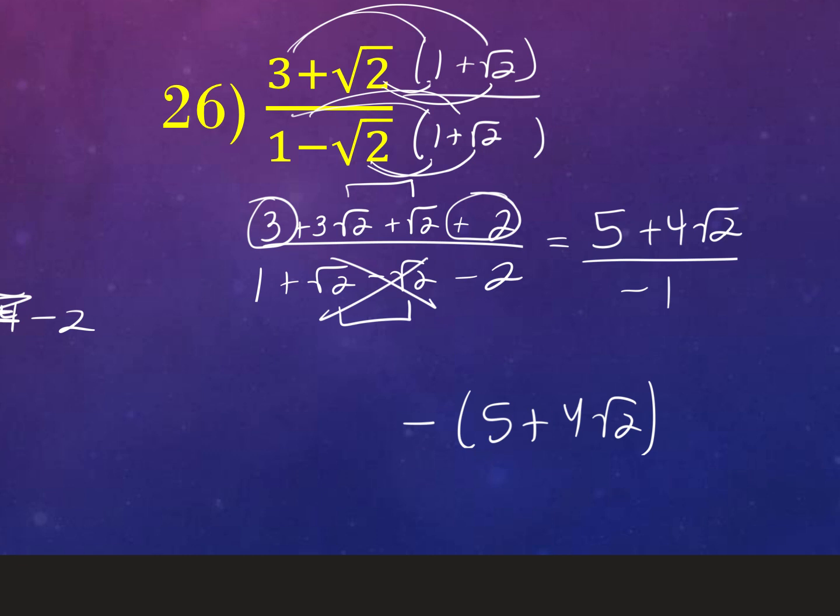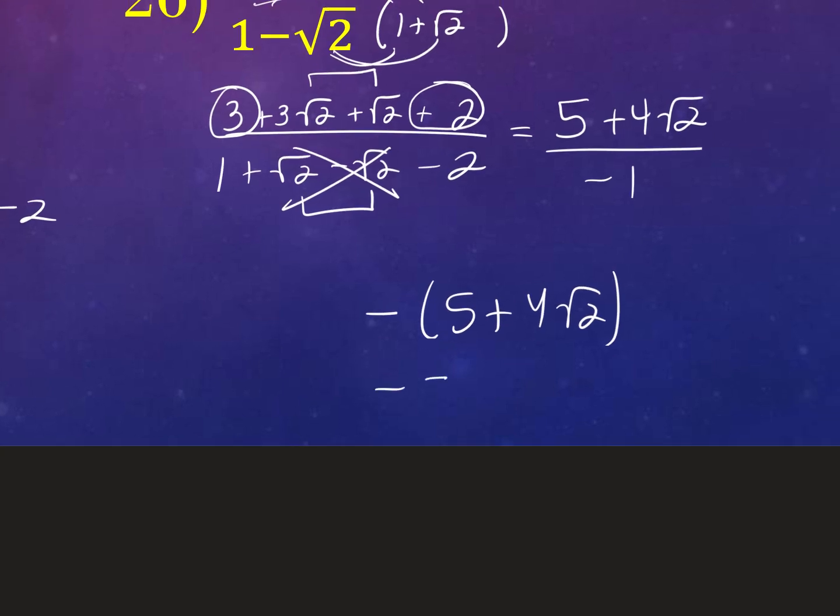What's another way I could write my answer? Tell me. You could distribute the negative. Yep, negative 5 minus 4 square root of 2. Good. Either way, I'm fine with.